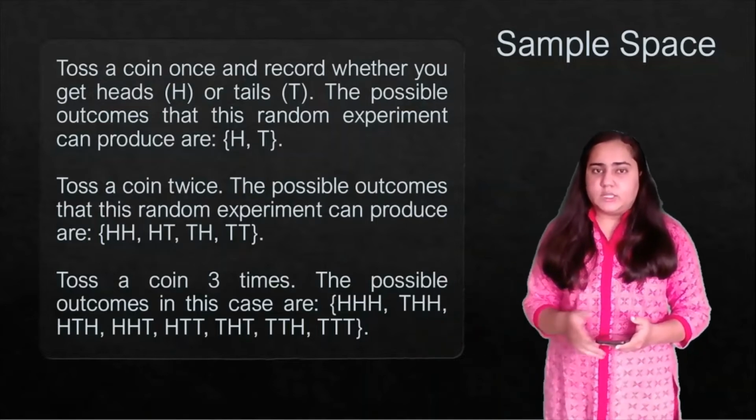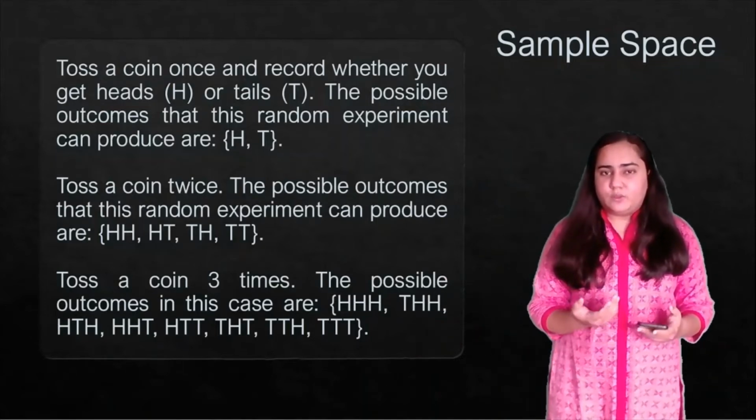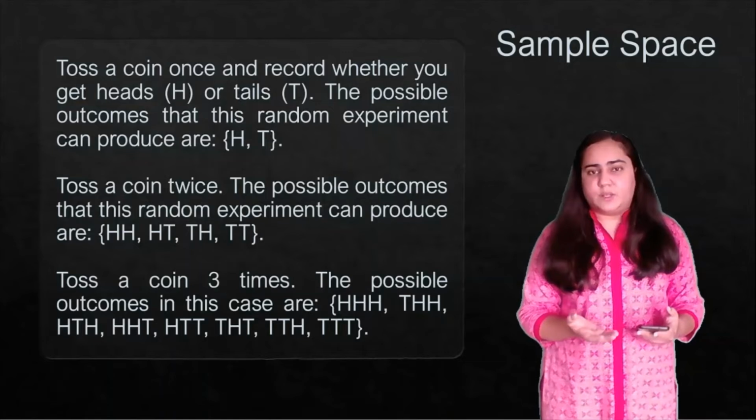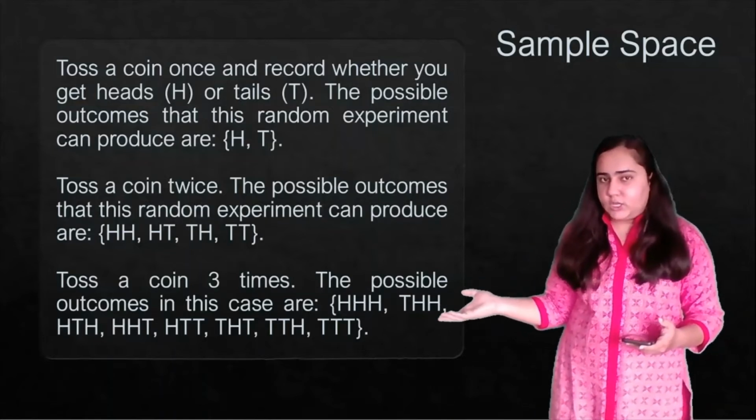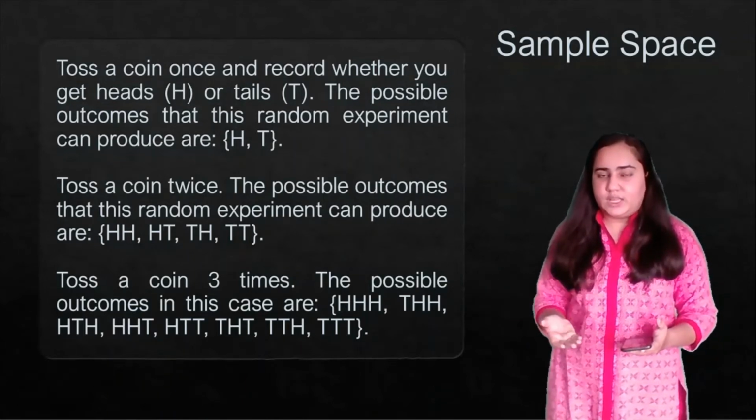The third possibility is you are tossing one coin 3 times. Now, what are the possible outcomes? So these are the possible outcomes. You can have H, H, H, all the 3 times you got heads.